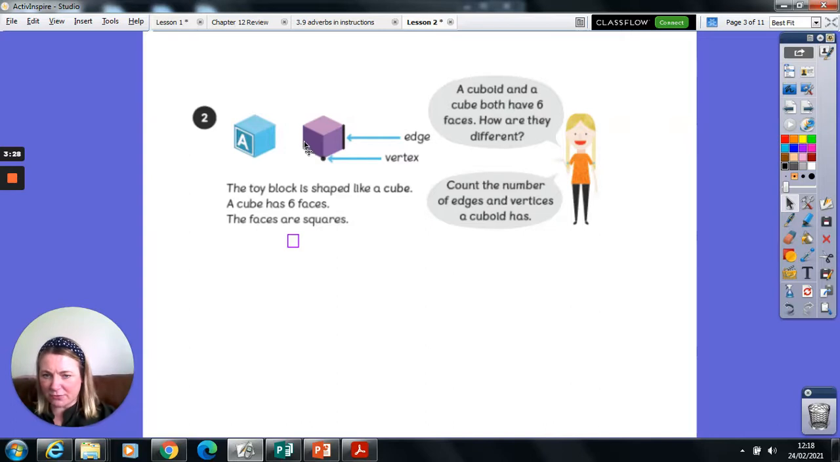Edges, I know a square has 4. 1, 2, 3, 4. Which means the opposite side must have 4. So I'm going to count 5, 6, 7, 8. And then around here, 9, 10, 11, 12. You'll notice that's the same as the cuboid we looked at on the last slide.